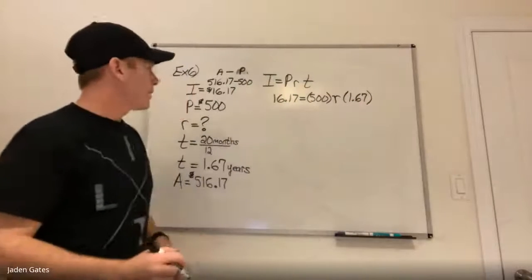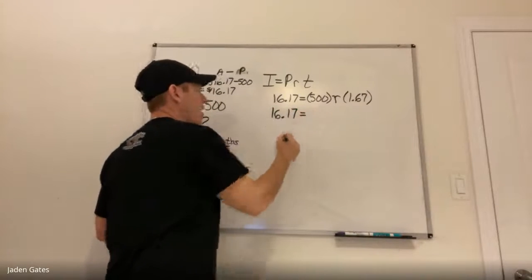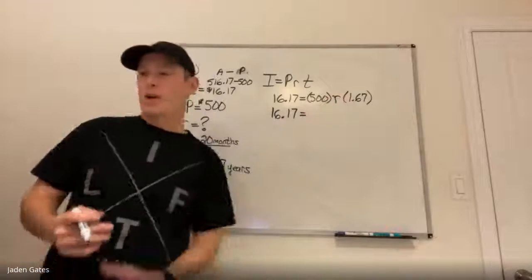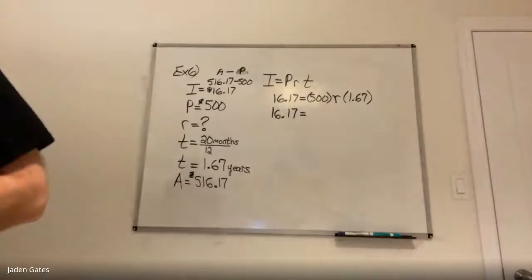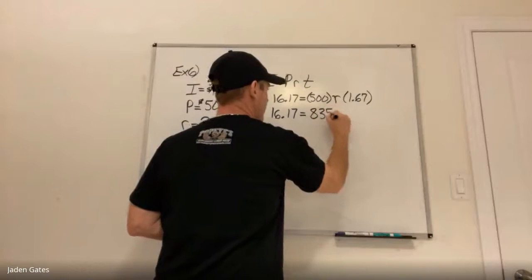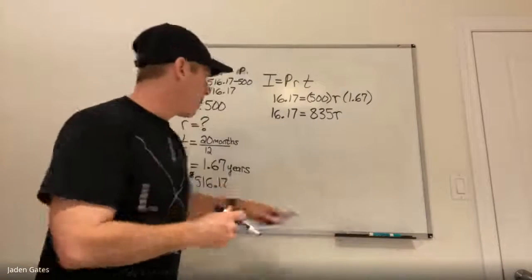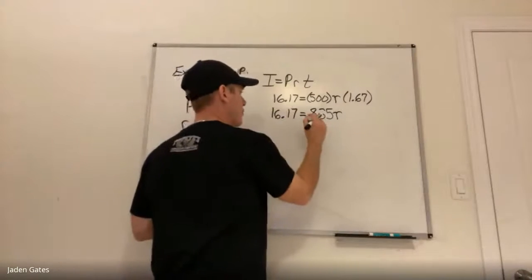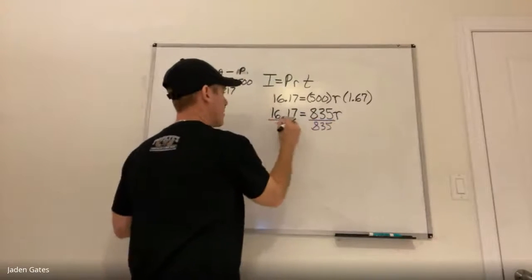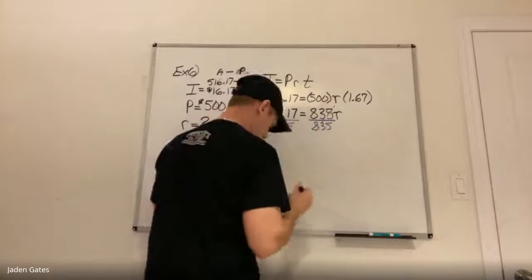All right, now, to simplify things, nothing I can do on the left-hand side here. But on the right-hand side, I got multiplication. Now, you can do multiplication in any order. So I'm going to take that 500 and times it by the 1.67. And I get 835. And, of course, times R. All right, but I'm getting R by itself. And so I'm going to divide by my numerical coefficient here. So I'm going to divide both sides by my 835. All right, so those divide each other out.